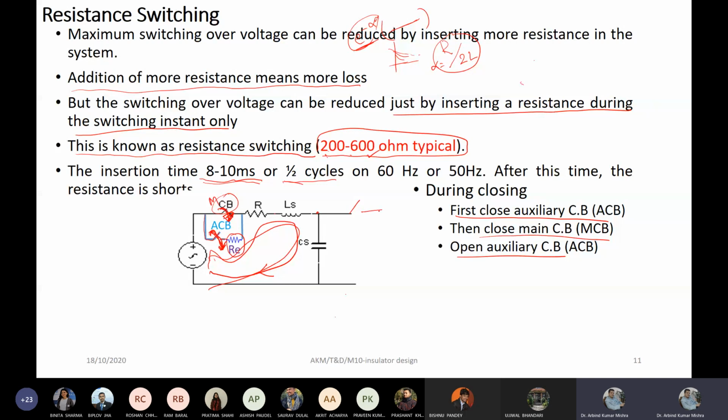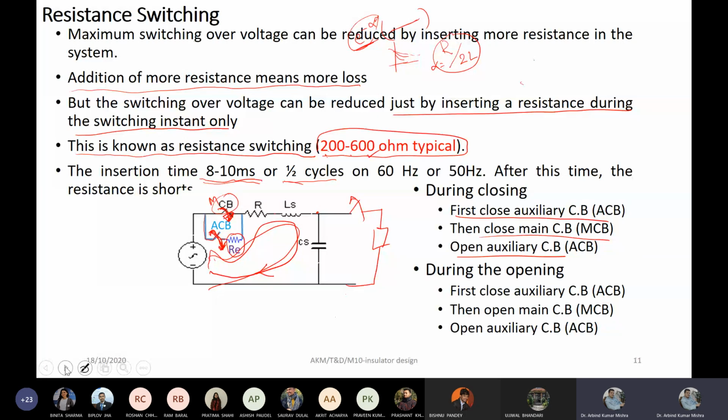But you may have to make the switch off, as in the previous case. If you want to make this off, then the procedure is just the reverse. First, close the auxiliary circuit. Here also you could have an auxiliary circuit breaker. Because previously it was closed, before you open it, first close this and then open it, and then open this, because once you finally open it, it will be through the large resistance.